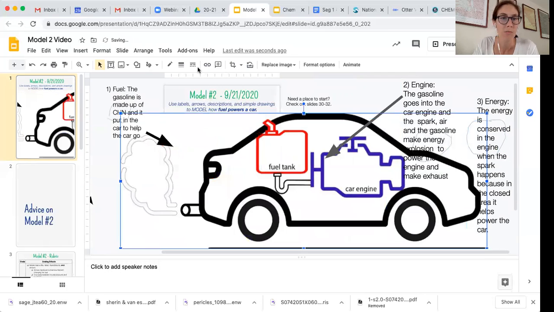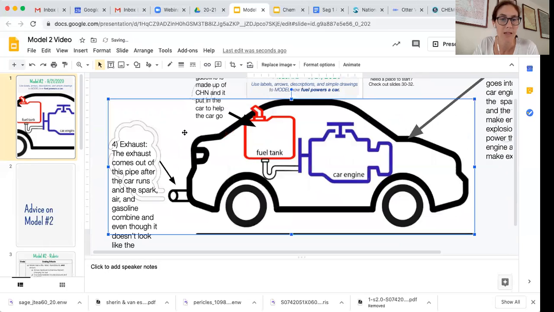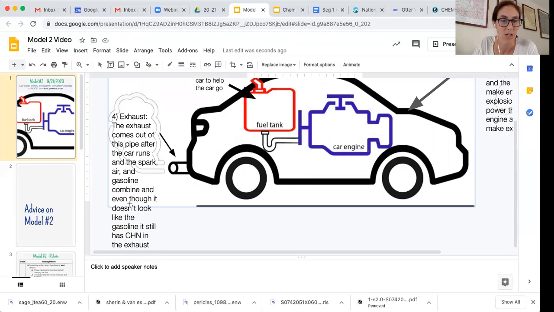And then the last thing that I want to point out here is the discussion of exhaust, and also a discussion that this person says the gasoline combine, and even though it doesn't look like it, the gasoline still has carbon, hydrogen, and nitrogen. So she's talking about conservation of matter in that the same atoms that went into the fuel are still there in the exhaust. So there's some really wonderful components of the chemistry that we've learned here.